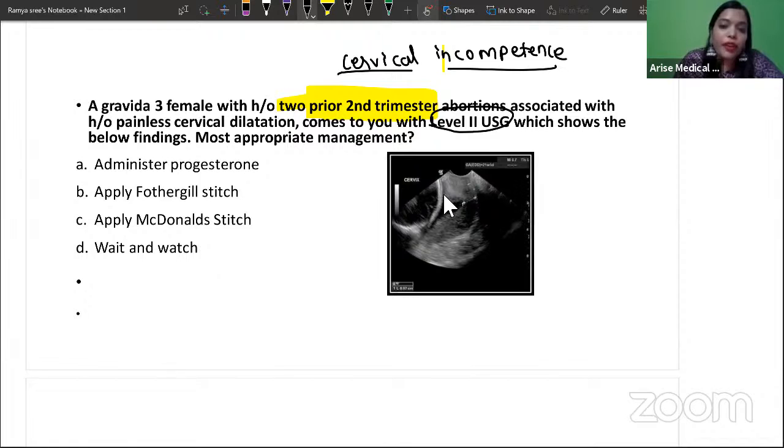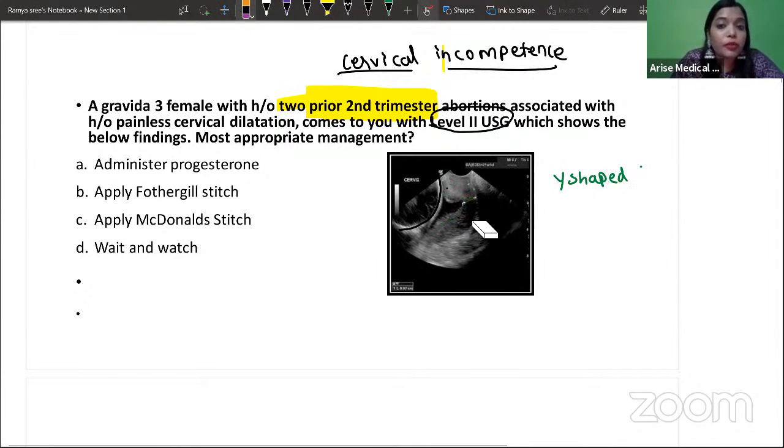Now, can you tell me what this image is telling us? So in this image, you have the fetal head and this is the cervix. If you see in the cervix, the upper part of the cervix is open and the lower part is closed. The upper part of the cervix is open and the lower part is closed. So this is called as what type of cervix? It is the Y-shaped cervix.